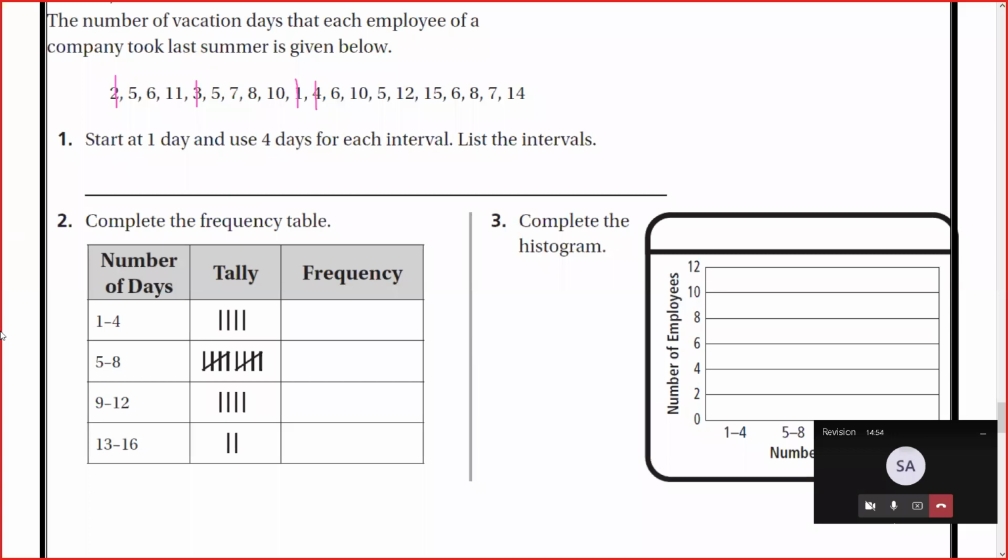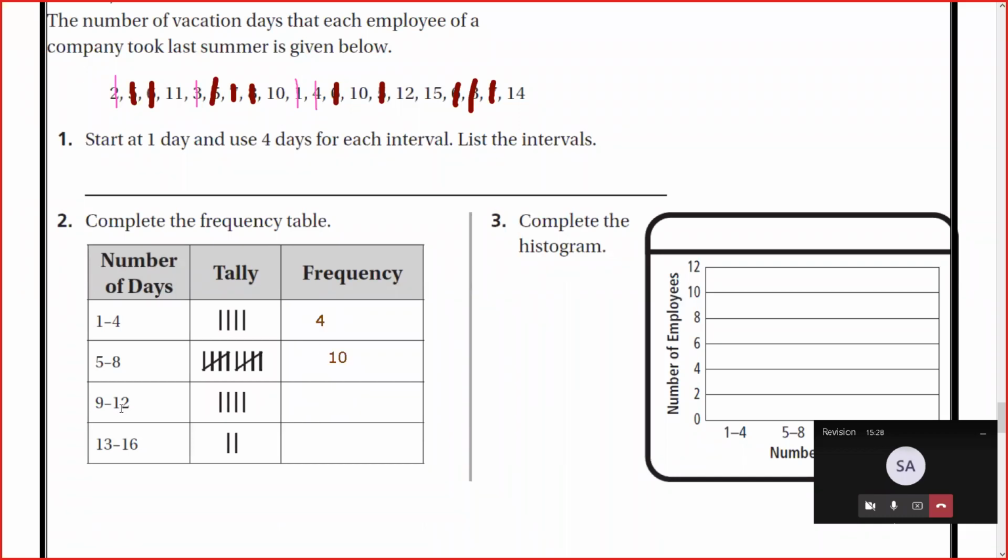Now the second one, from 5 to 8. Let's count: 1, 2, 3, 4, 5, 6, 7, 8, 9, and 10. So how many? They are 10. So the first one, they are 4. The second one, they are 10.